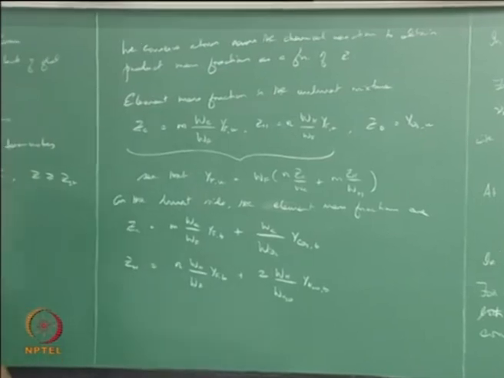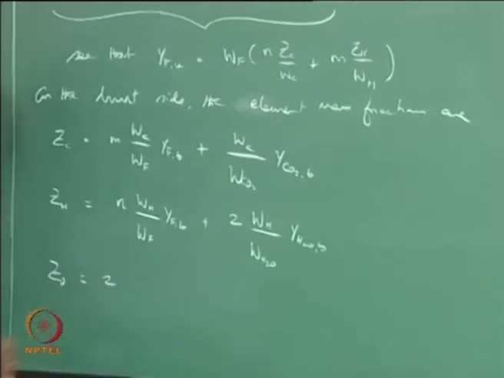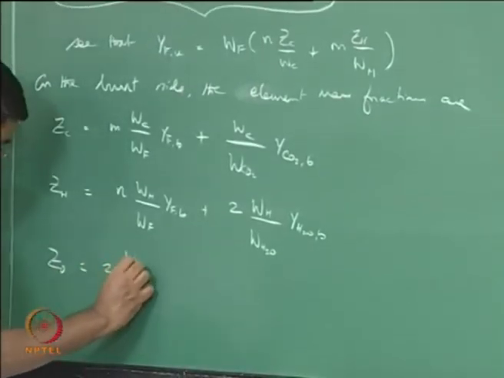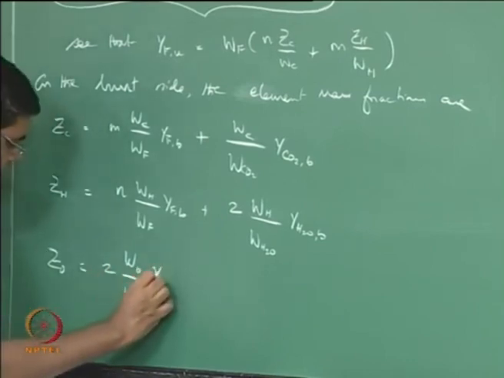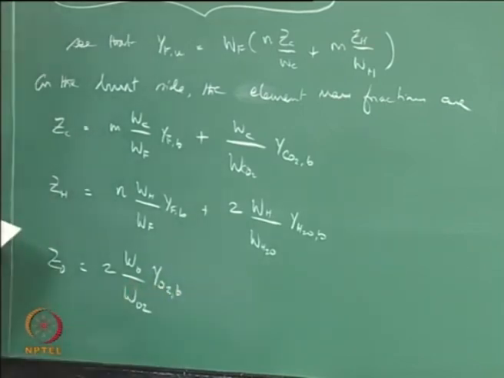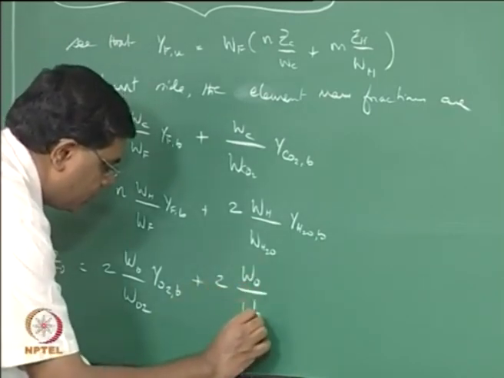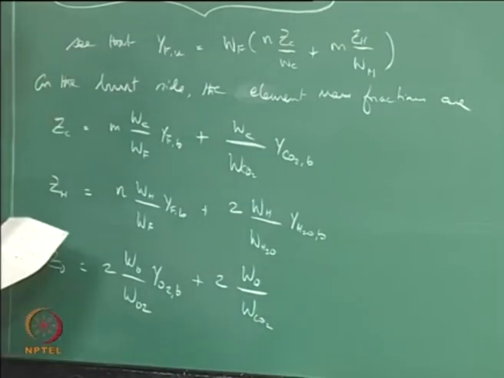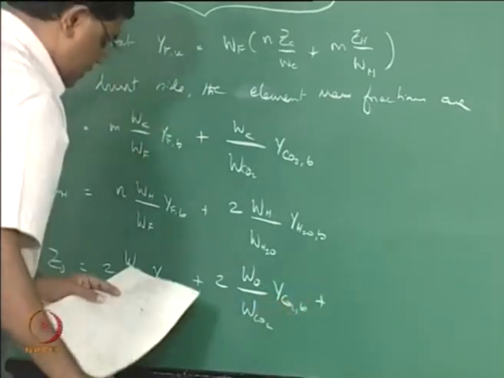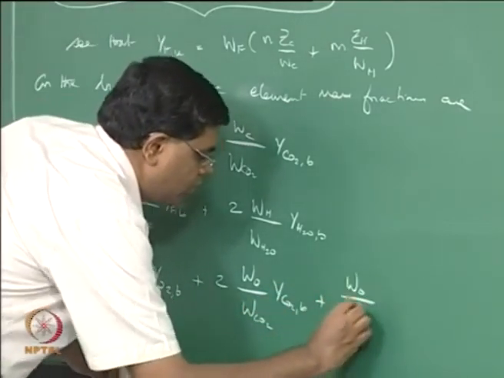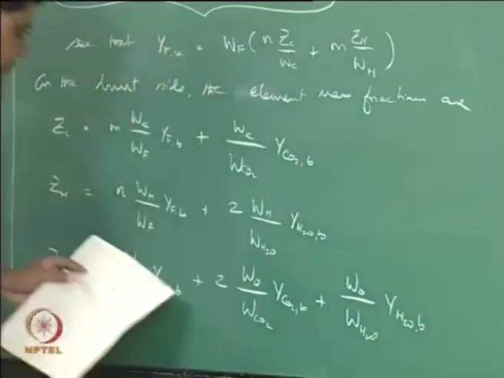And finally we have to conserve oxygen atoms. So ZO from the products would be twice WO divided by WO2 YO2,B plus twice WO divided by WCO2, because there are two oxygen atoms in carbon dioxide, YCO2,B plus WO divided by WH2O YH2O,B, right.